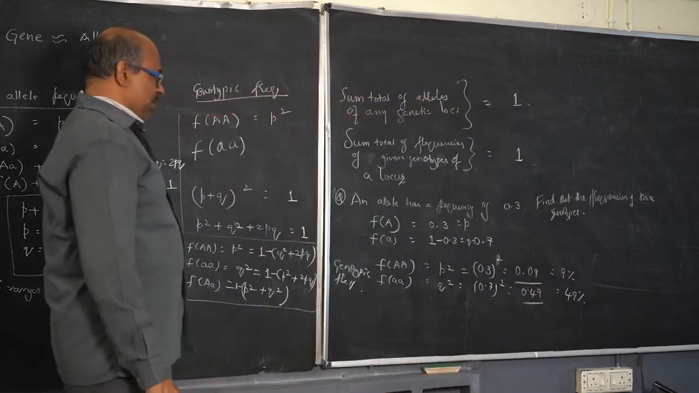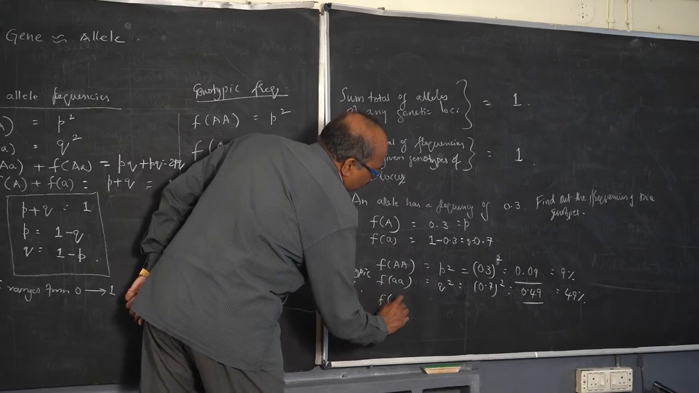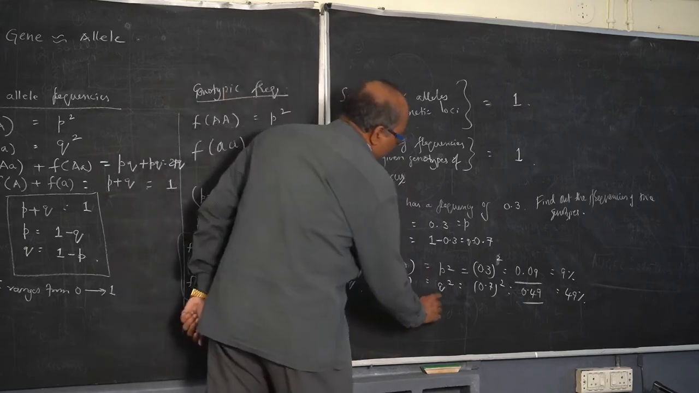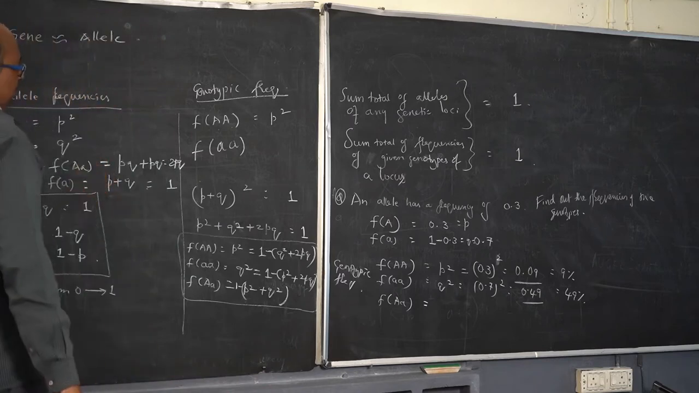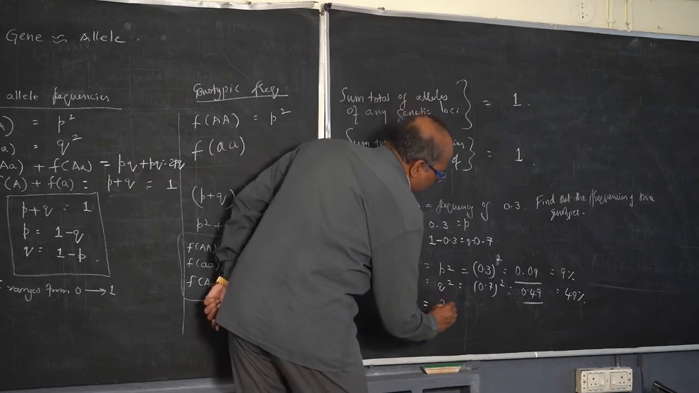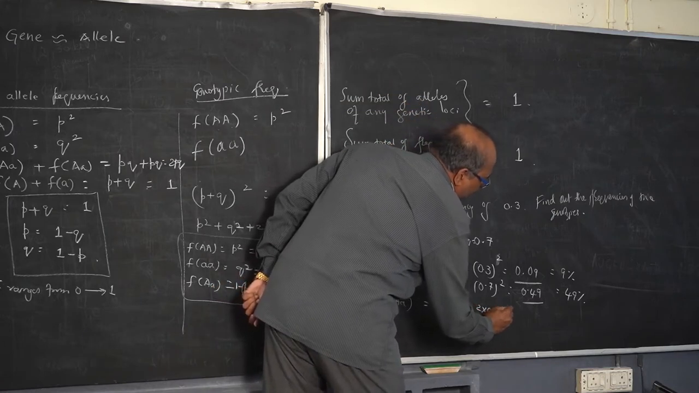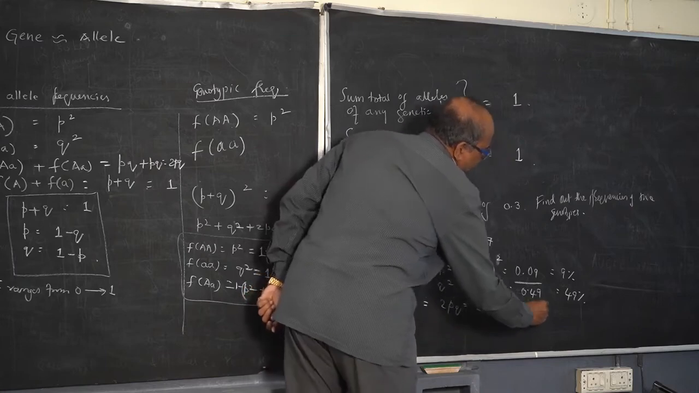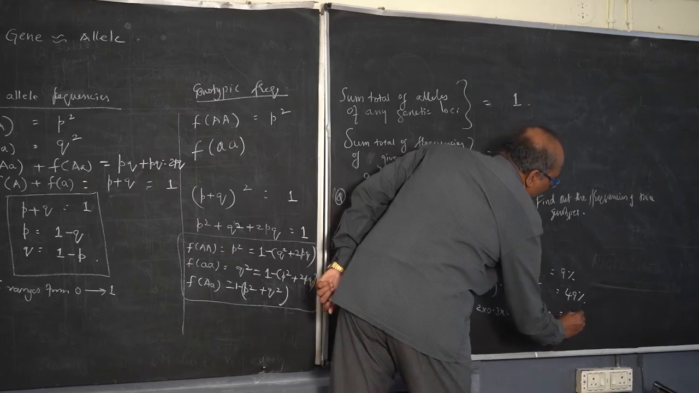Now the last one is the heterozygote. The frequency of the heterozygote, we know from this equation, P plus Q whole square, it is 2PQ, 2 into 0.3 into 0.7, which is 0.42 or 42%.